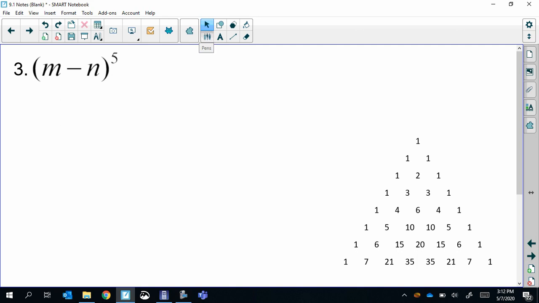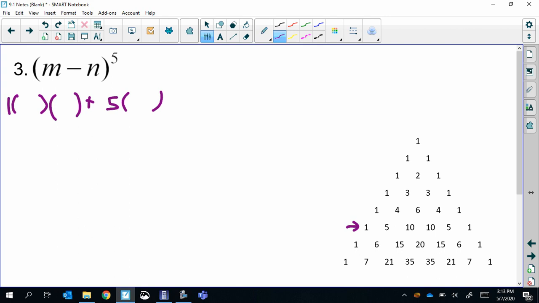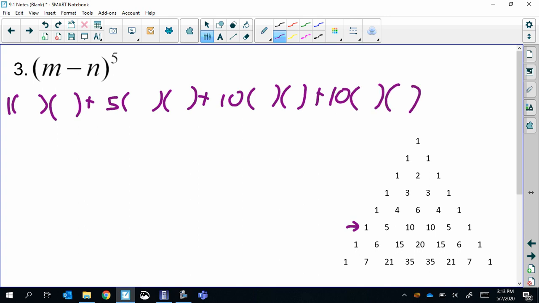So this one, we're going to step it up just a little bit. Again, that's a 5, so we're looking at row 5 here. 1, and then 5, 10, another 10, and then a 5, and then lastly we have our 1.